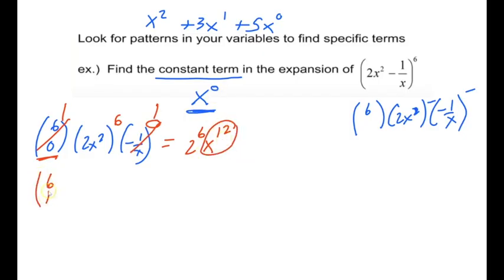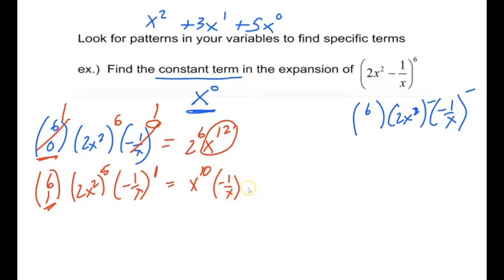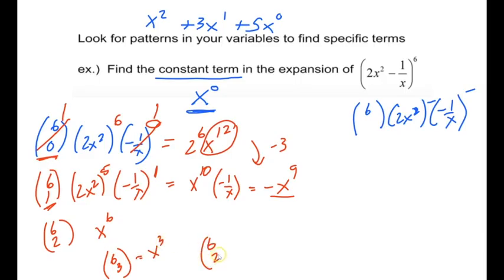6, 1, let's see what the next one does. I do the exact same thing. I'm just trying to find a pattern here. That's 1, which has to match this one. 1 plus what equals 6? That's 5. So again, let's expand this out. I don't really care about the number. This gives me x to the 10th, and I get negative x to the 9th because it reduces. Look what happened: you went down by 3. So if I did 6, 2, I'll get x to the 6th. If I did 6, 3, I'll get x to the 3rd. 6, 4, I'll get x to the 0 power, which is what I want.